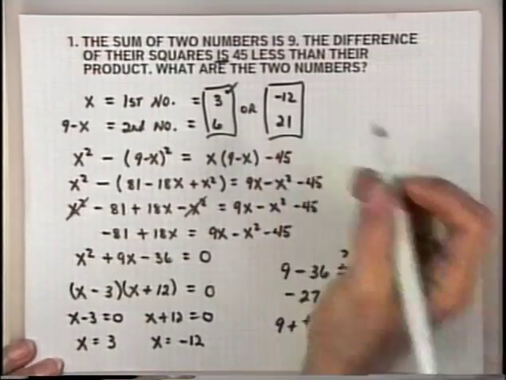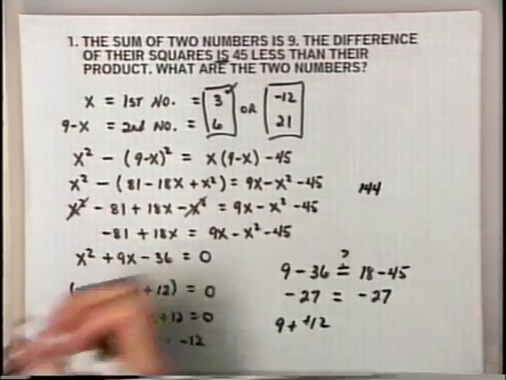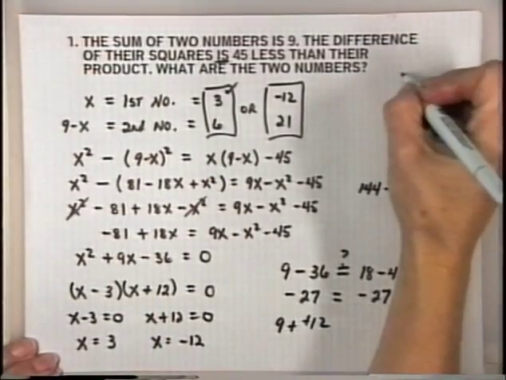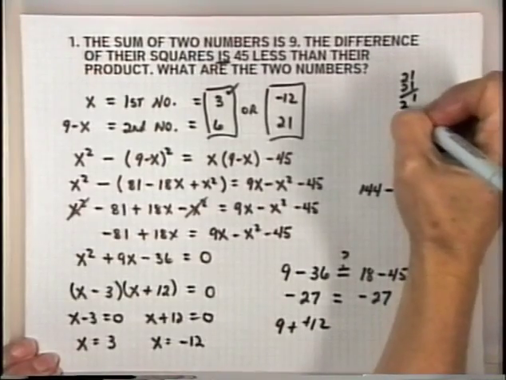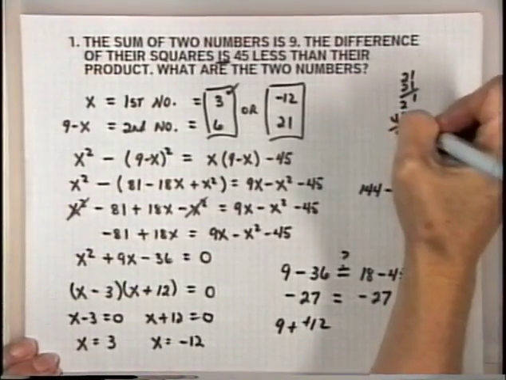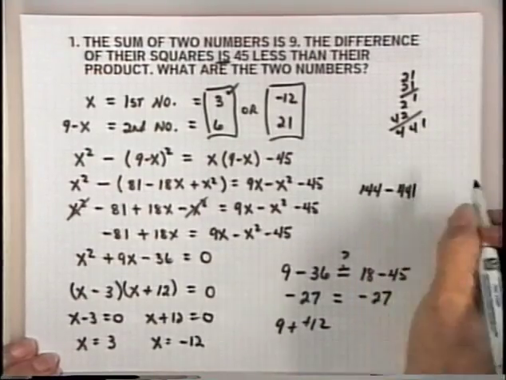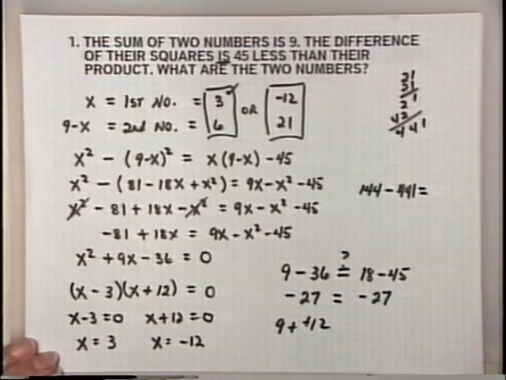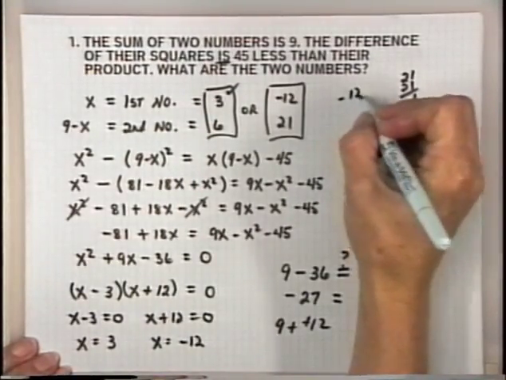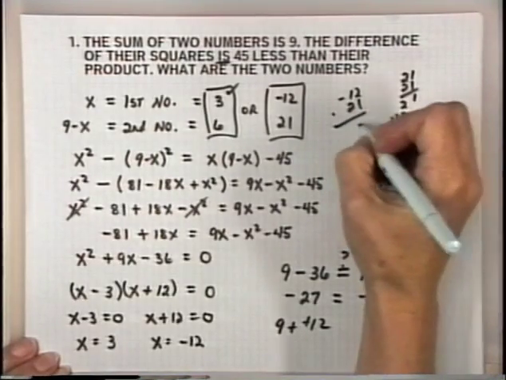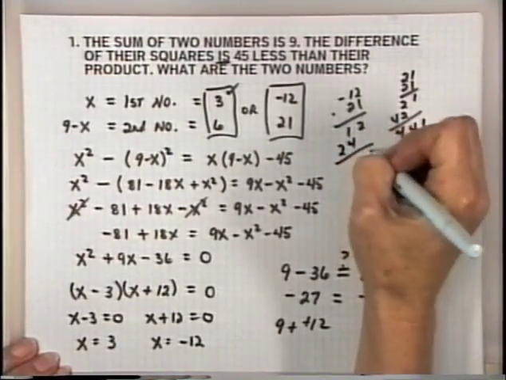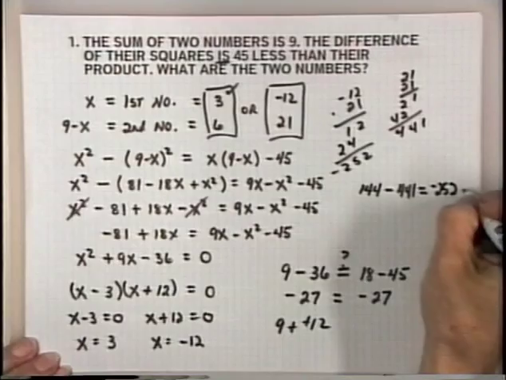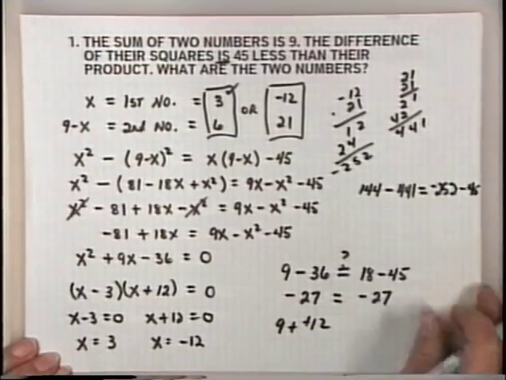If I square negative 12, I get 144. Subtract. Now, I don't recall what 21 squared is, so let's multiply 21 times 21 up here. Looks like we're getting 441 equals. Now, on this other side, I want 45 less than their product. The product of negative 12 times 21 is a negative 252. Subtract 45.